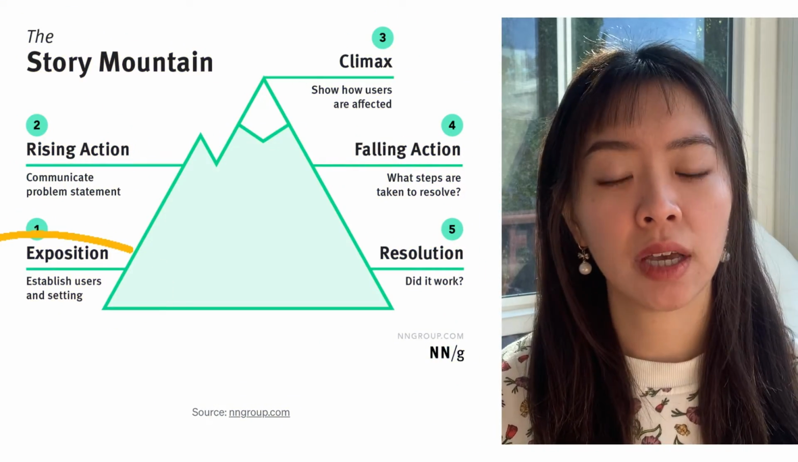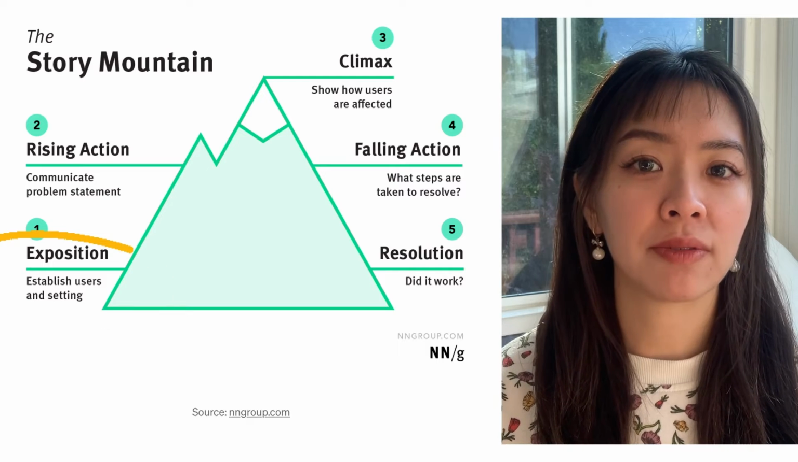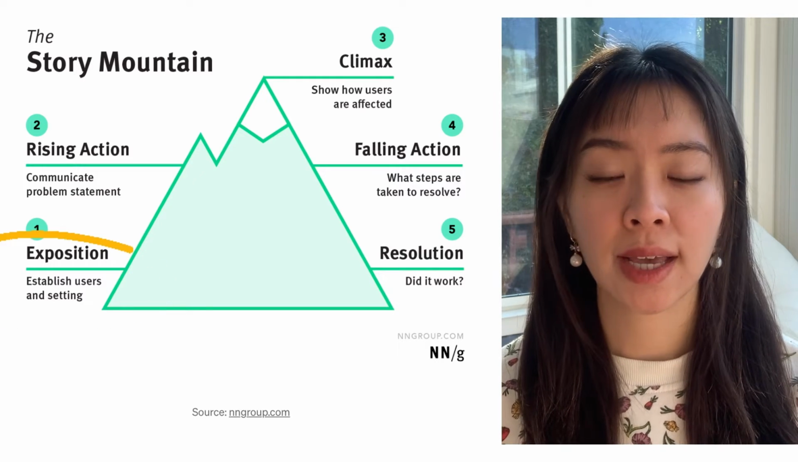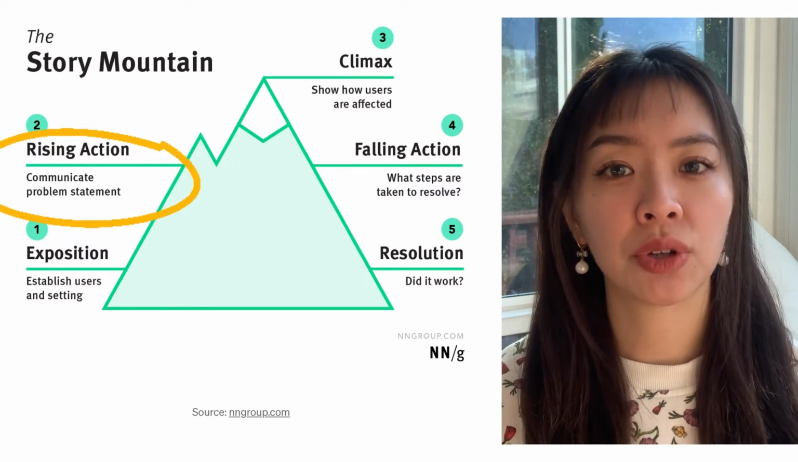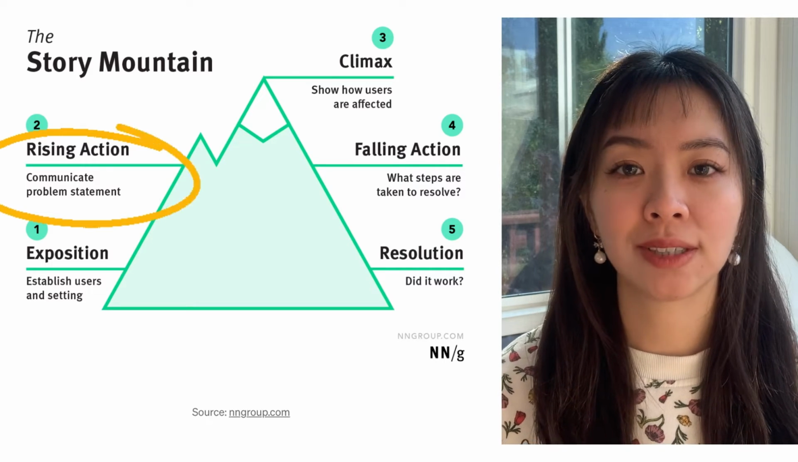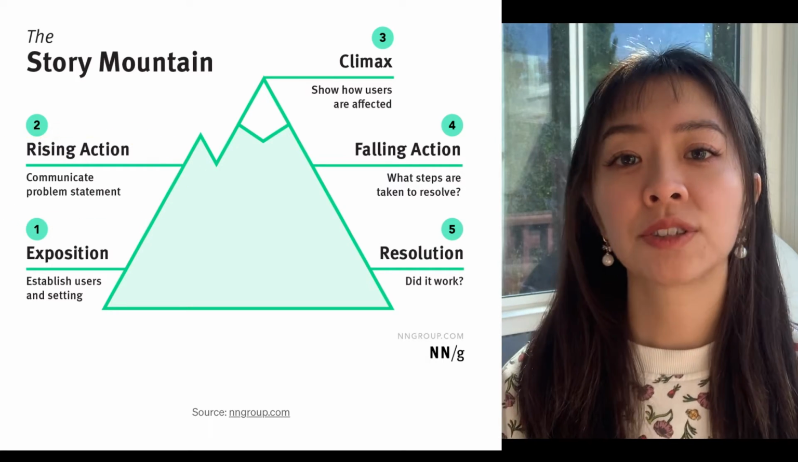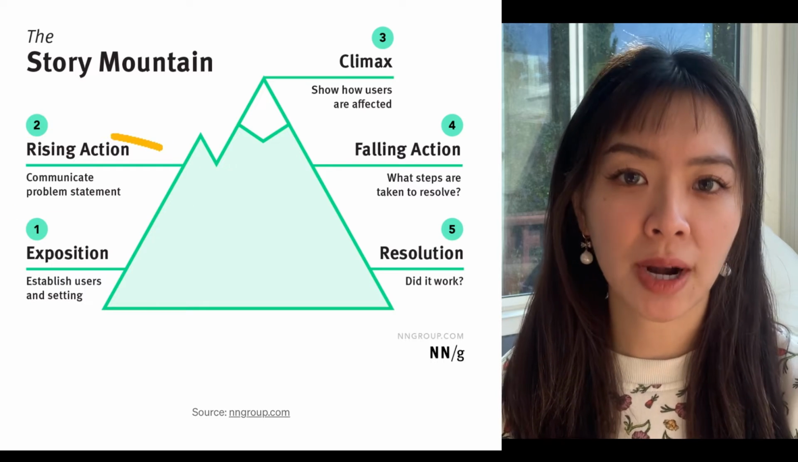I would like to introduce a story mountain model to talk about what's essential for storytelling. The first is exposition. You would want to set context and provide background information for your audiences, and then you would want your audiences to know the thing they care most about, which is the problem you're trying to solve. So step 2 is to communicate the problem statement.